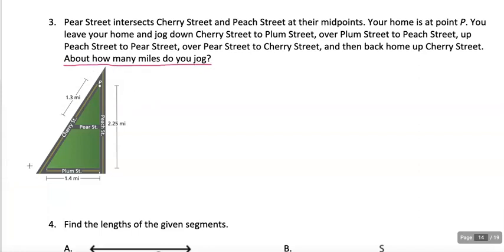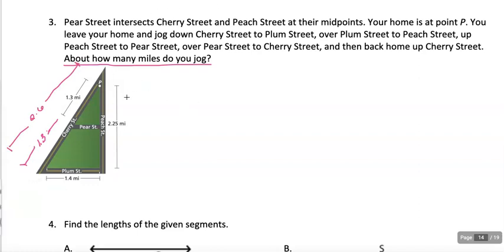So I'm going to figure out a couple of pieces here, because you're going to come through some pieces. From point P to Cherry Street is 1.3. You know Pear Street is the mid-segment here, so this piece here is also 1.3. So the entire thing is 2.6.